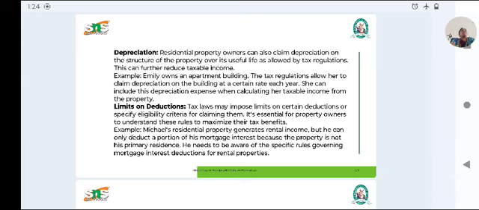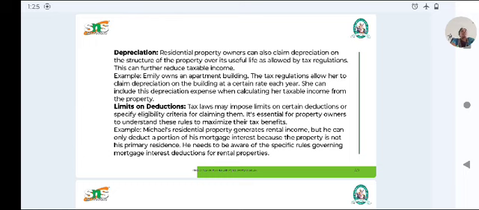Depreciation. Residential property owners can also claim depreciation on the structure of the property over its useful life, as allowed by the tax regulations. This can further reduce taxable income. For example, Amy owns an apartment building. The tax regulations allow her to claim depreciation on the building at a certain rate each year. She can include the depreciation expenses when calculating the taxable income from the property.